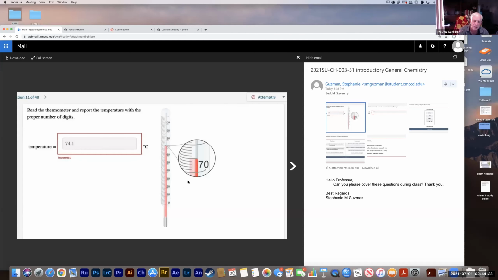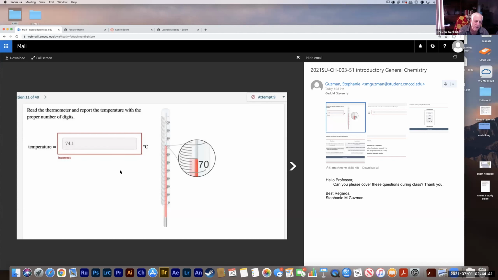Read the thermometer, report the temperature, the number of correct digits. Most people can't see the picture, but if you look at the thermometer, let me see if I can share this screen with you. Okay, everybody should be able to see the thermometer here with the 70 degrees.